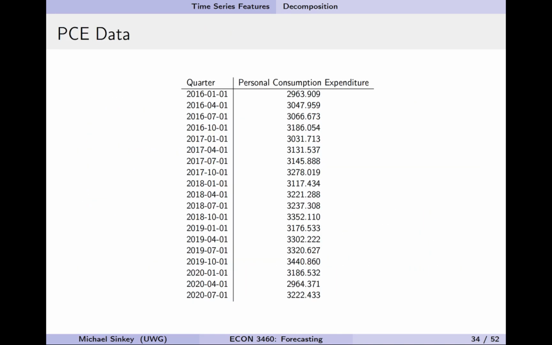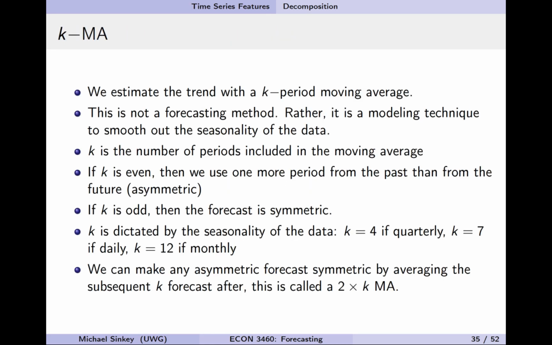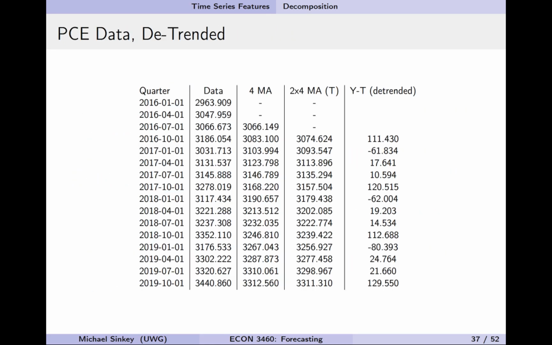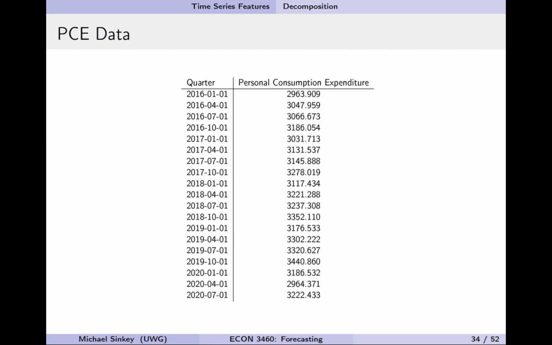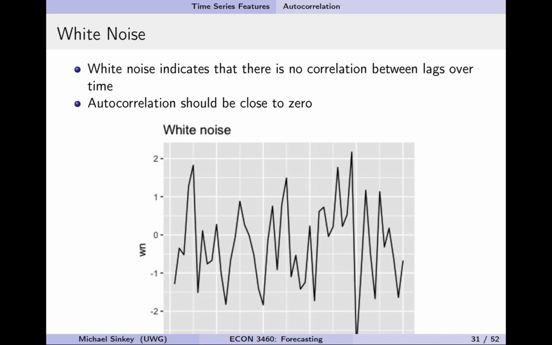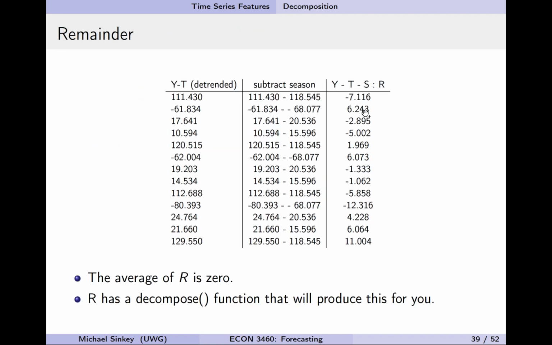The slope of the time series is estimated by the moving average, and that's either a K MA or a 2 by K MA. Our time series can now be deconstructed into Y minus T. That's where we remove the moving average. Then we subtract the season, and what we have left is the remainder. That remainder should look a lot like white noise, okay? Average of zero, roughly. And you can see there's nothing especially systematic in the misses.